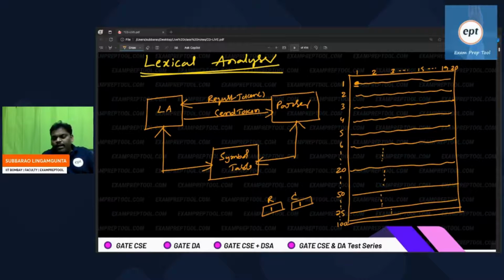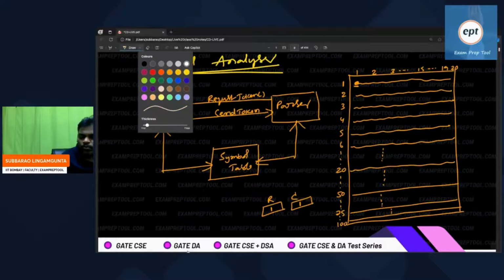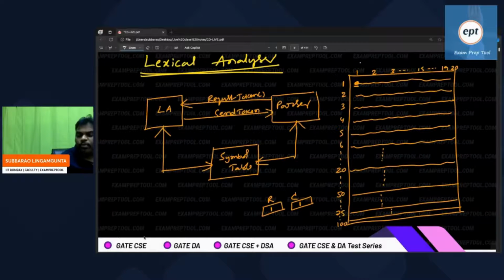Yeah, the parser will create the parse tree. Parser means syntax analyzer. The parser, which is also called the syntax analyzer, will create the parse tree. The lexical analyzer will divide the given program into tokens. Everyone knows. But remember, this point many people don't know. Careful.